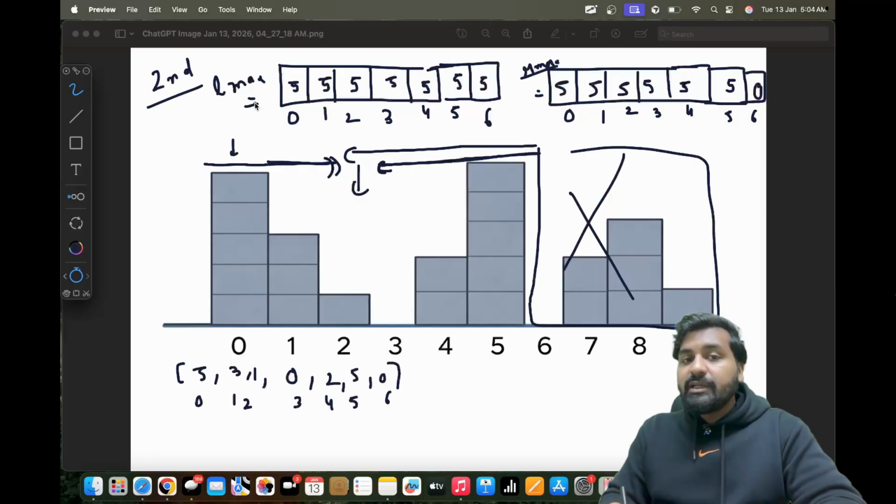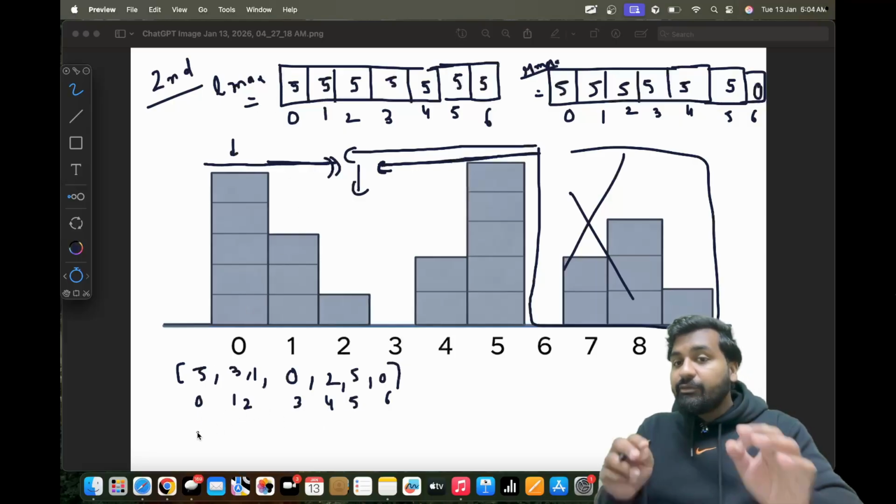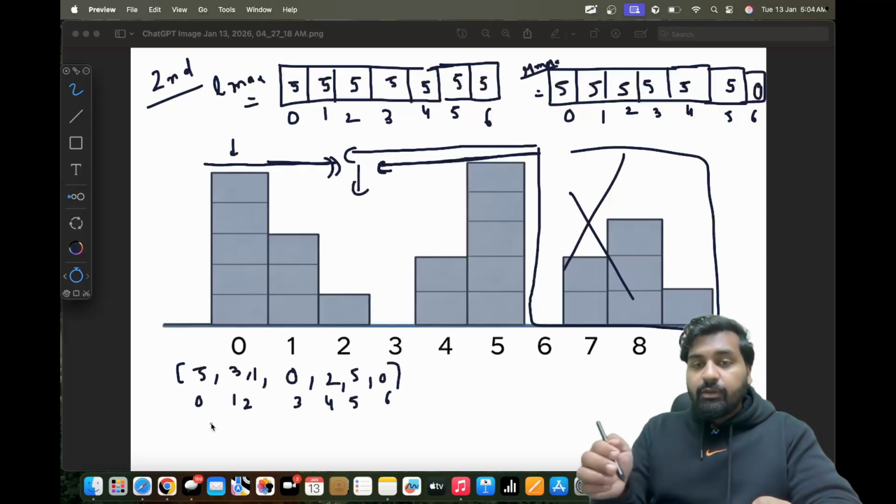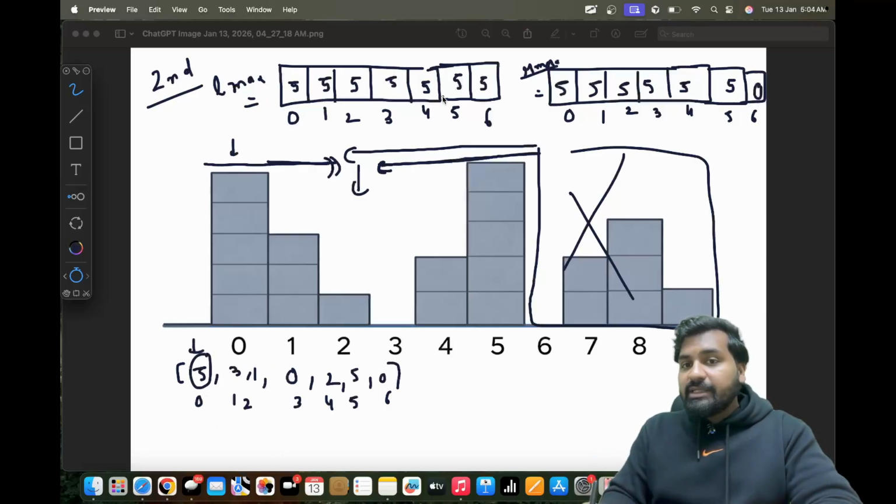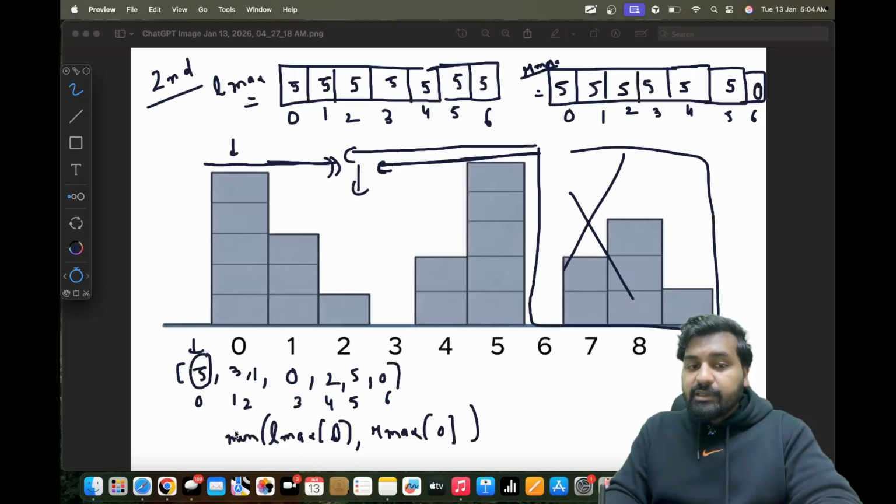Simply what we have to do is traverse this whole array and use that formula. So we are going to go on each element. Let's say we are at 5. We start from here. We already have left max and right max for this. So let's consider the 0th element: left max of 0, right max of 0, right? We have to take the minimum of these as we discussed, and then subtract array of 0 from it. Basically, this is going to be I.